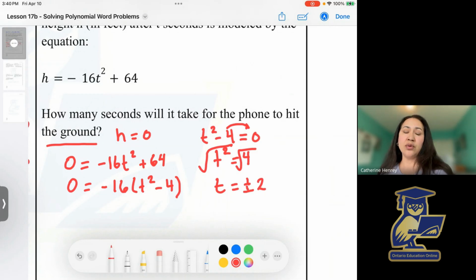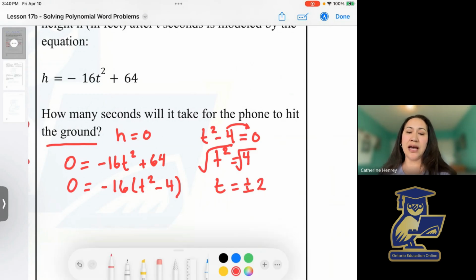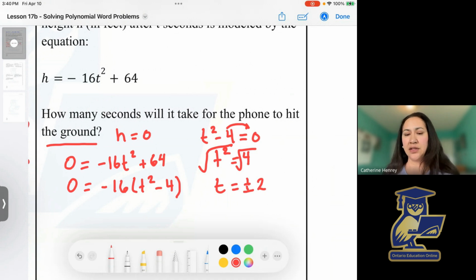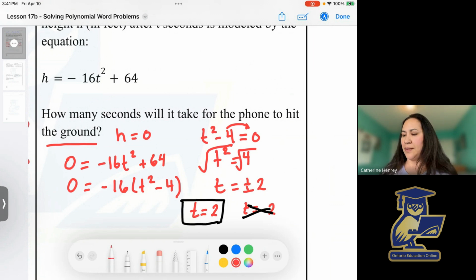Remember, when we take the square root of a positive whole number, we always have a positive situation and a negative situation. But let's see what makes sense here. Can the time equal positive 2 seconds? Or can the time equal negative 2 seconds? Again, in the context of the falling cell phone, we can't have negative 2 seconds. So that doesn't make sense, and it will take 2 seconds for the cell phone to hit the ground. Let's move on.